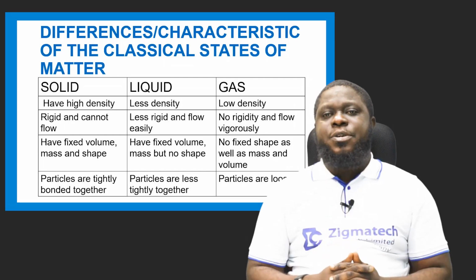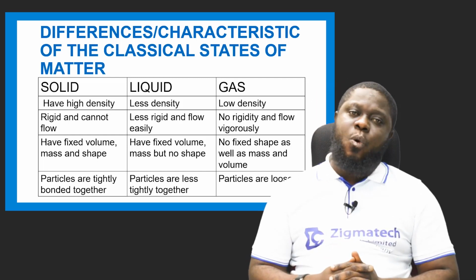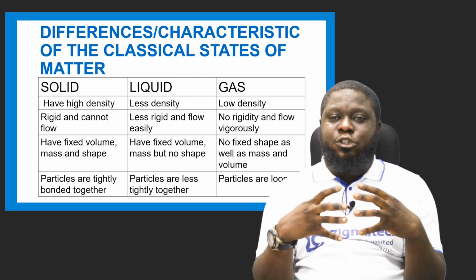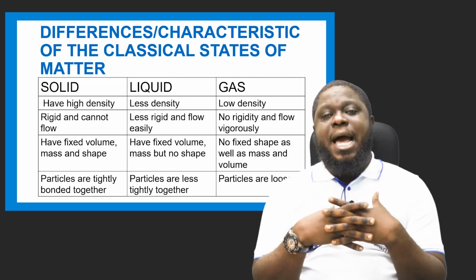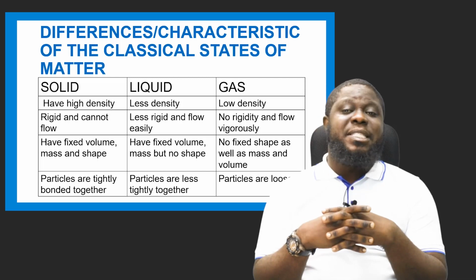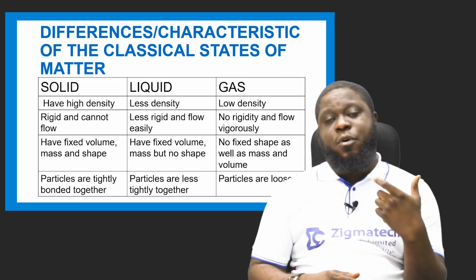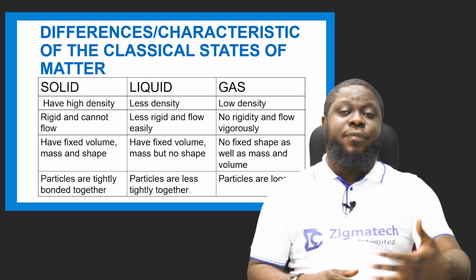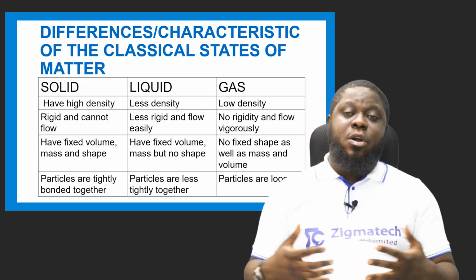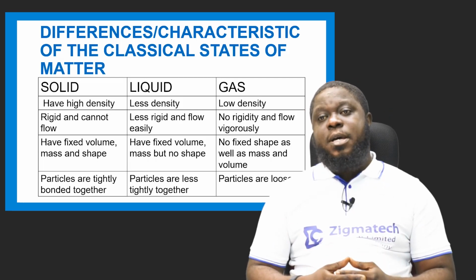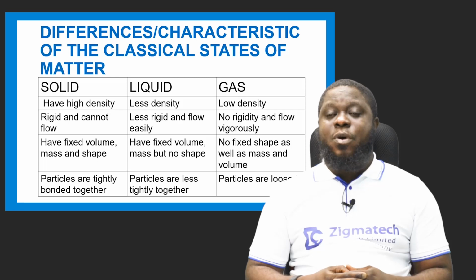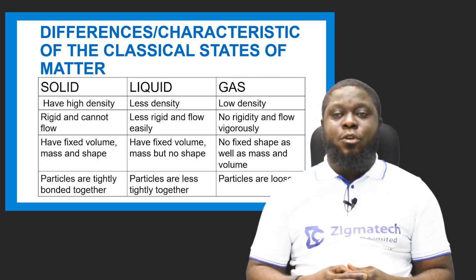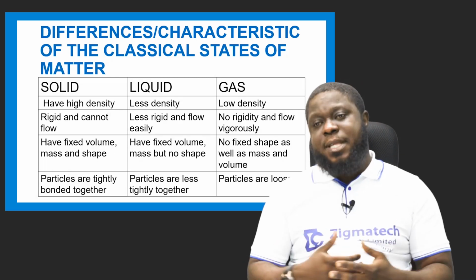Now, the second one says rigid and cannot flow. Because they are rigid, because they are strong, okay, they cannot flow. They cannot move easily except when they are pushed by force, either a contact force or a non-contact force. Now, the liquid is less rigid and flows easily. I told you that a liquid is a free-flowing substance.